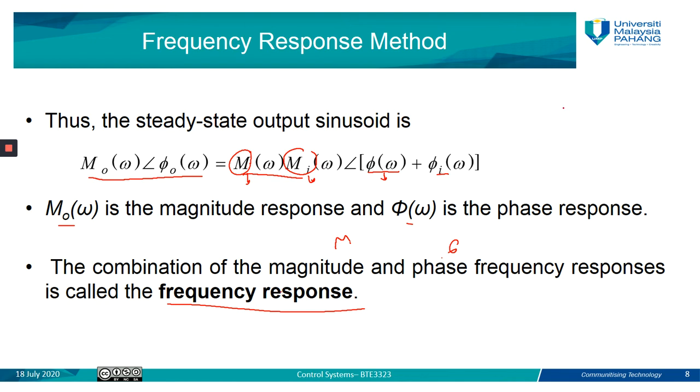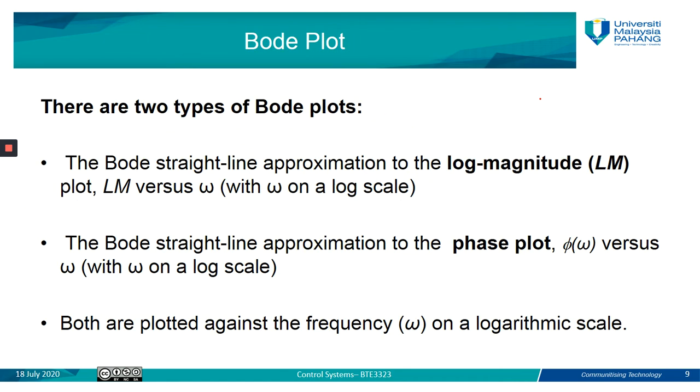So when we talk about the frequency response, we focus on the magnitude of the response and also the phase of the response. When we say the response, it means the output of our system. So there are two types of Bode plot here, since we have two types of responses, one related to the magnitude and one related to the phase.